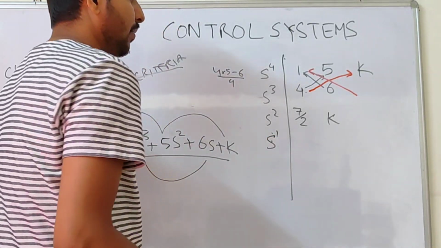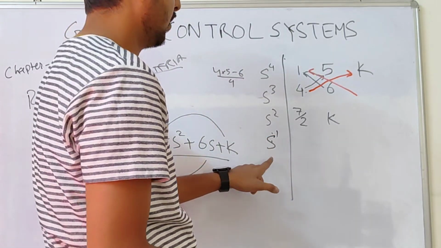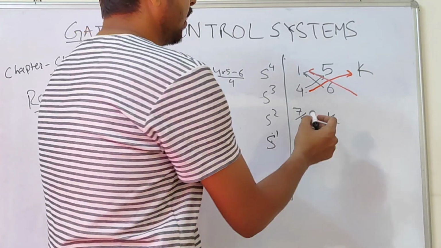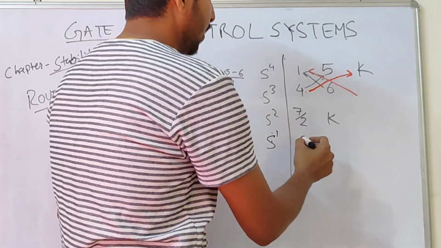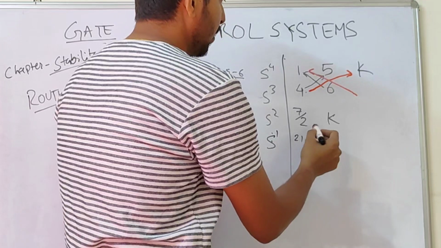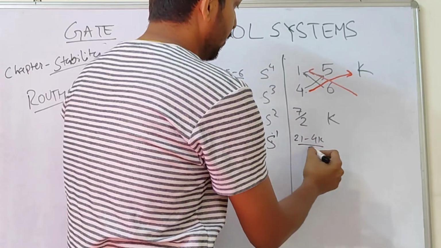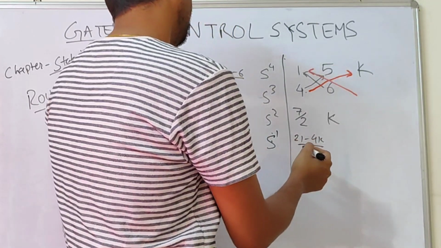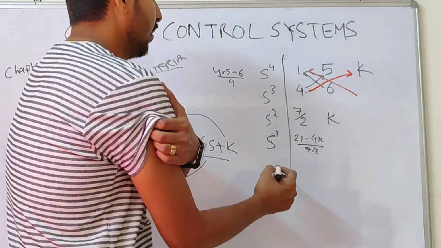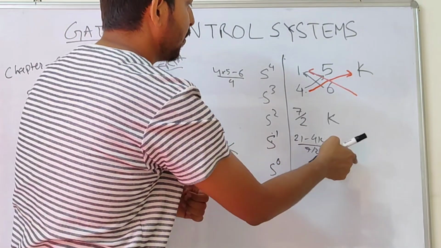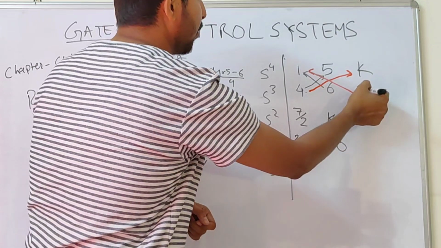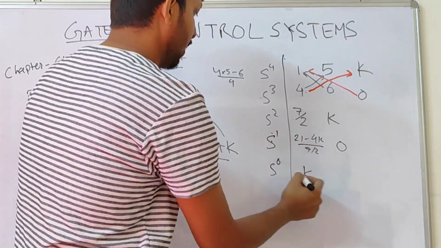And what will be the coefficient of s to the power 1? Again, same thing. This into this, which is 21 minus 4k, by 7 by 2. Okay, and s to the power 0, this into this minus this. Again, here if nothing is there, then assume 0. Okay, always this will come out to be k.